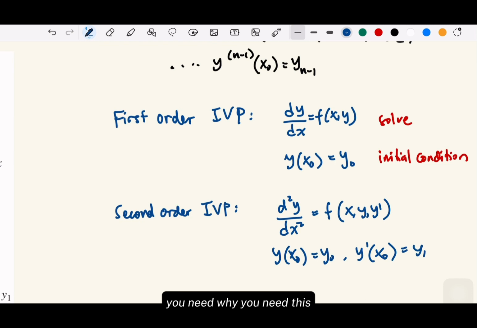Why do you need this? Because that is how you can restrict your solution. If not, then you will still have the constant there, right? And I think for the first order and second order, we can describe it in a curve. I think it is still easily understandable for the first and second order.